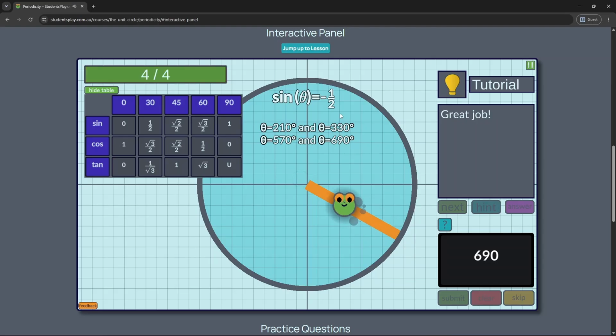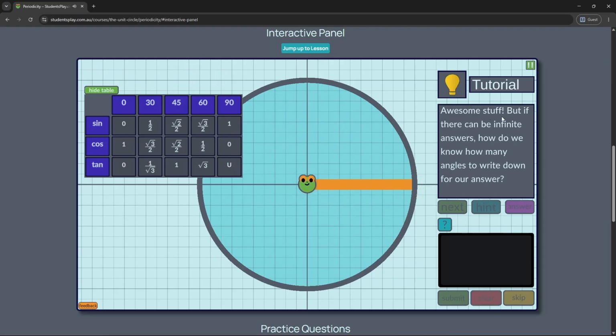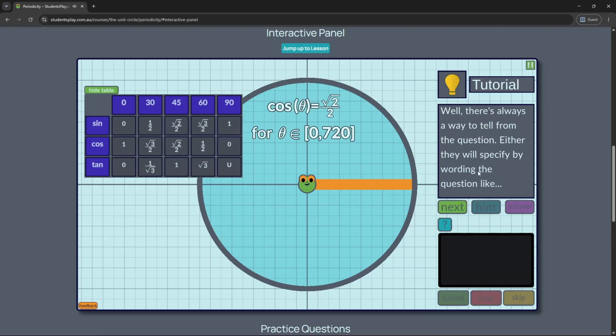Awesome stuff. But if there can be infinite answers, how do we know how many angles to write down for our answer? Well, there's always a way to tell from the question. Either they will specify by wording the question like this, which basically means to find all the answers that work, but only where theta is between 0 and 720. So theta needs to be between 0 and 720.